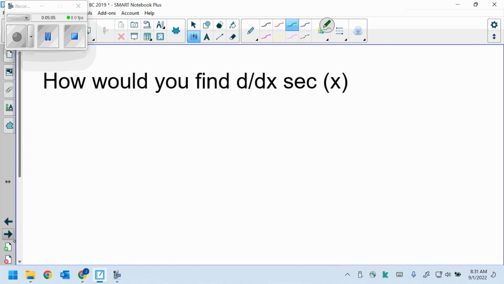Derivative of secant. Now, some people remember what that is, some don't. Derivative of secant. Now, how would I find the derivative of that? Let's see, I'm looking for the derivative. Remember what secant is. It's 1 over cosine. And so I could do a quotient rule here. I could do low d high minus high d low over low low.